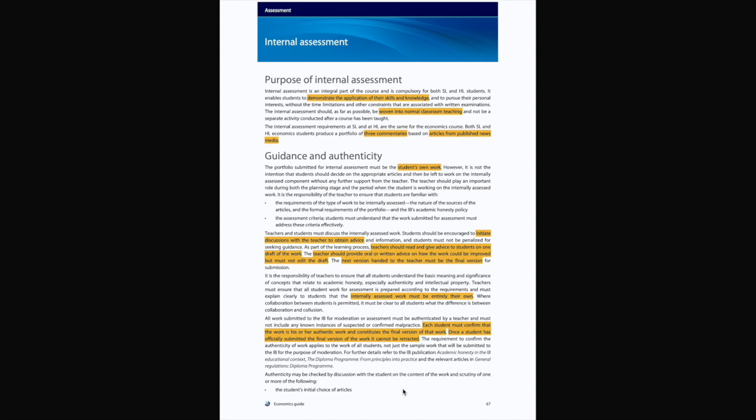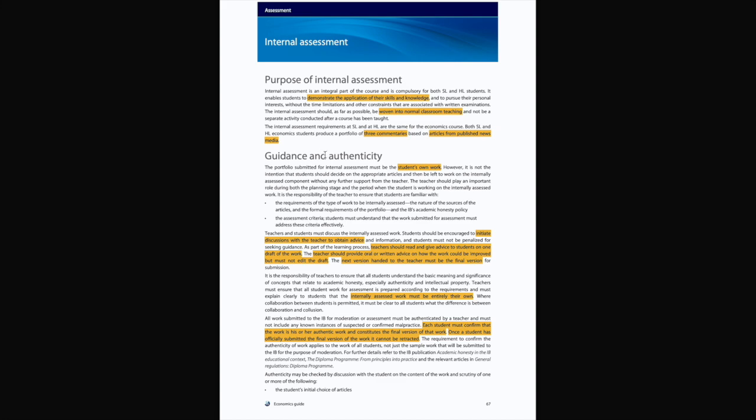The internal assessment is on page 67 of the guide. This video will go through each section as is titled in the document. What I've done here is I've highlighted those parts which are important. They are statements or requirements you must know for the IA. The highlight can also help you quickly refer back to this document as you begin your work.